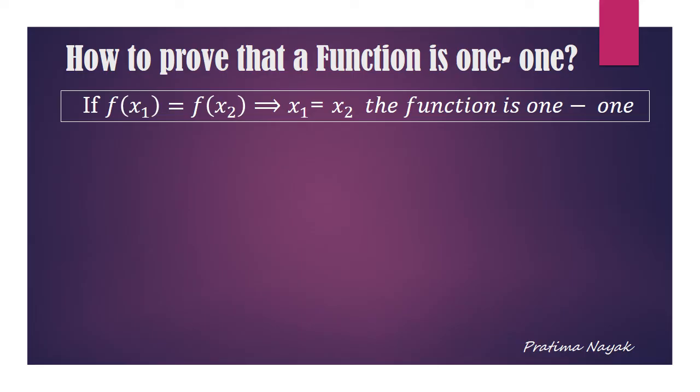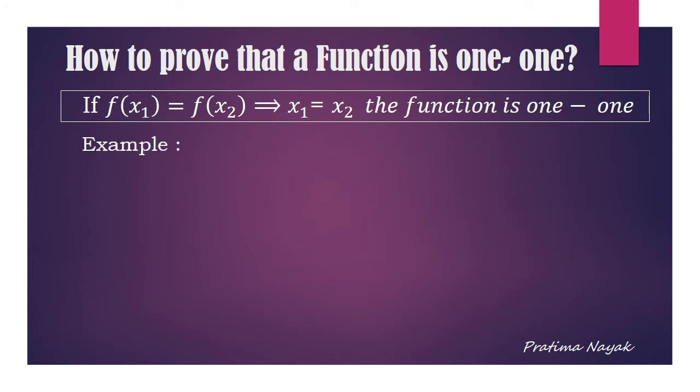How to prove that a function is one-one? As we have understood, this is the condition. If f of x1 is equal to f of x2, this implies that x1 is equal to x2, then the function is one-one. That means if two images are equal to each other, then their pre-images are also equal to each other. Or if two images are not equal to each other, then their pre-images are not equal to each other.